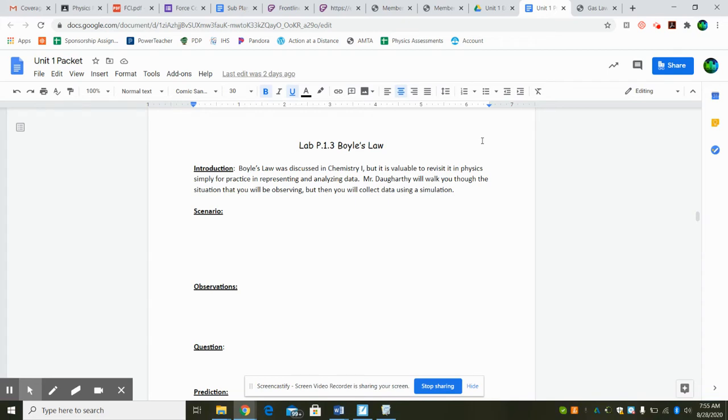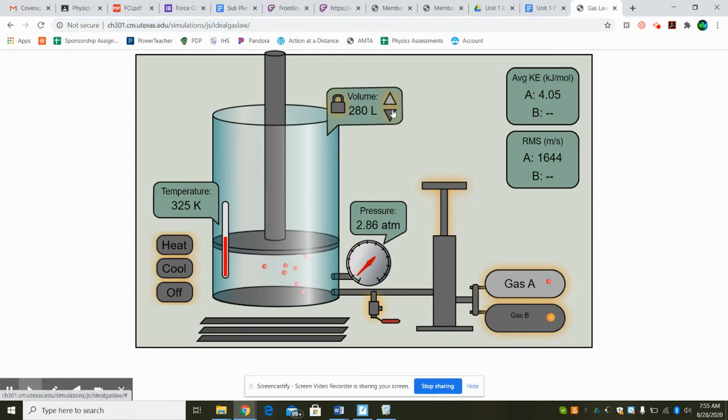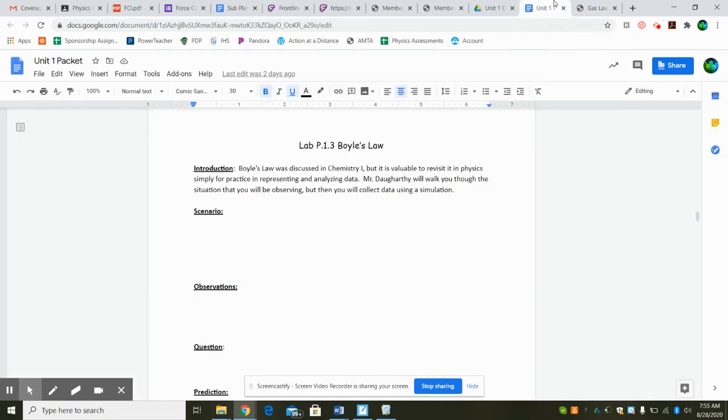But for now, since I'm gone, the easiest thing for you to do is collect data, and so I'm going to go ahead and show you what that is. Introduction, you already got it. Scenario, just draw a rough picture of a cylinder with a top that can come up or down. Then make sure you show a little gas pressure sensor and little gas particles in there. So that would be the scenario that you should draw there.